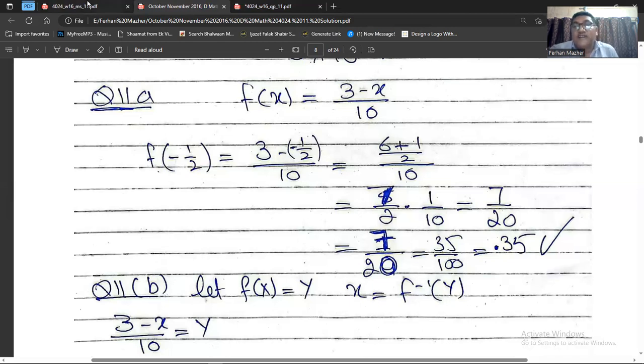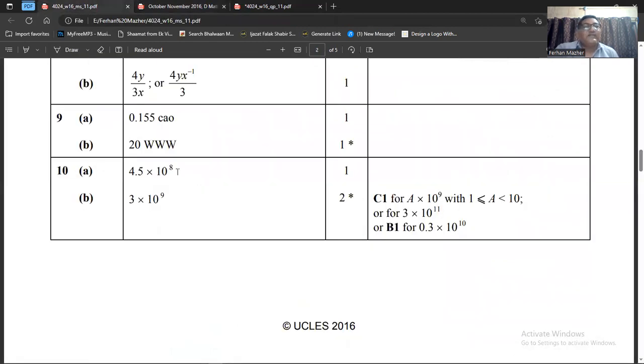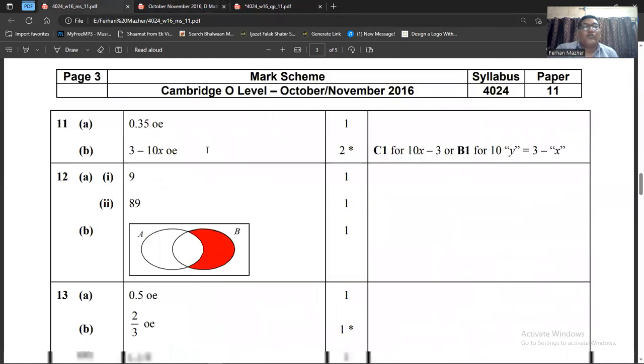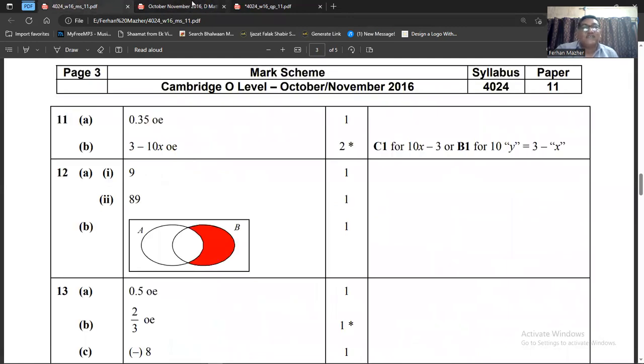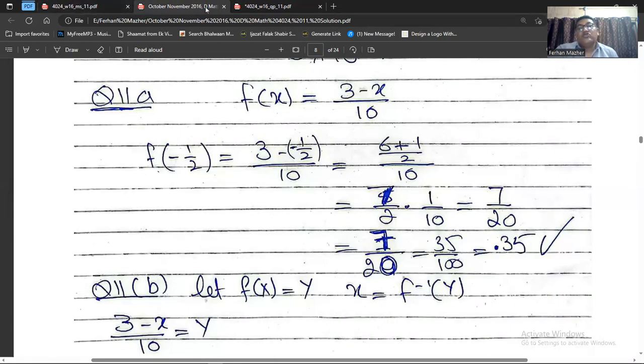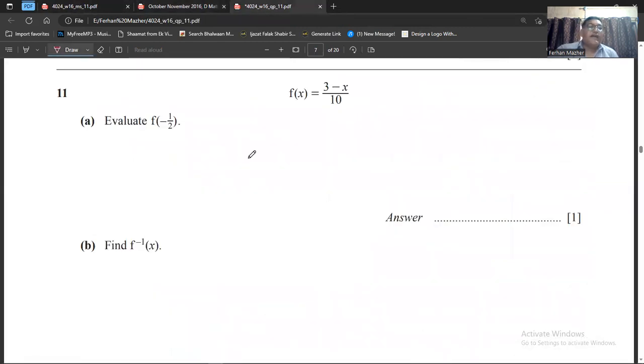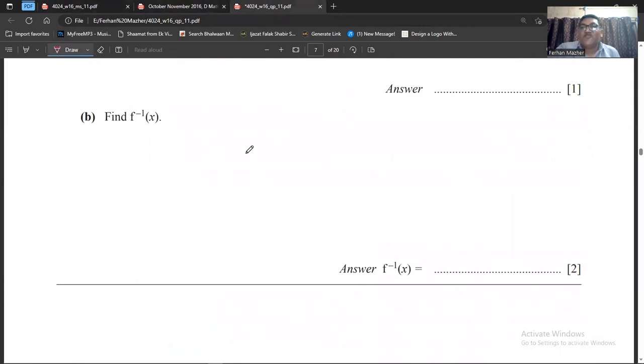You see, I'm using a technique. I do not actually divide. I use a technique, okay? So 0.35 is my answer, sir. So 0.35 is the right answer, sir. And this is the solution of question number 11, A part.